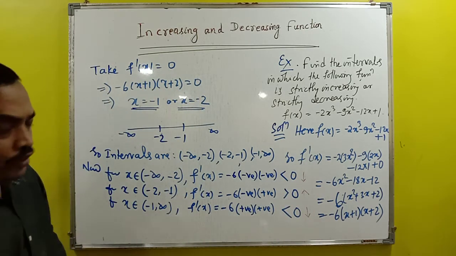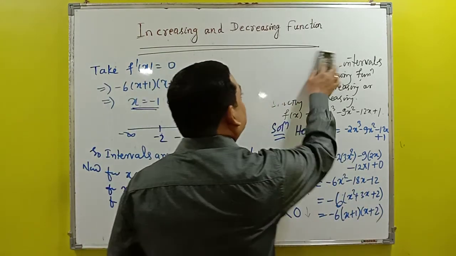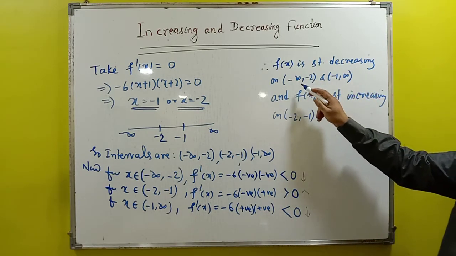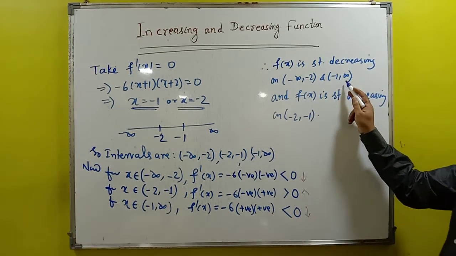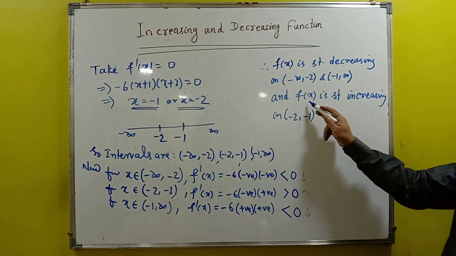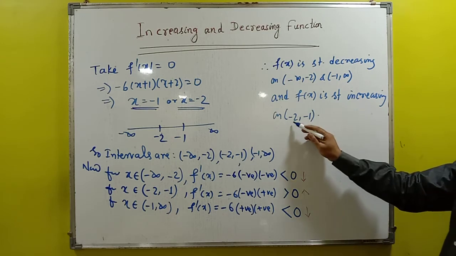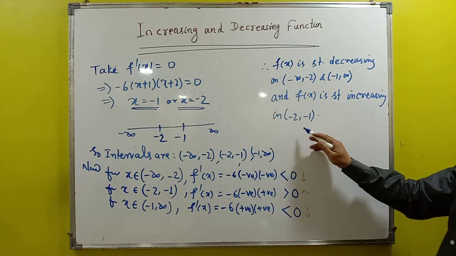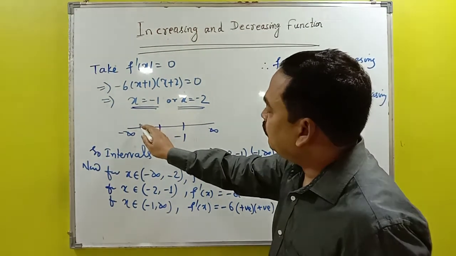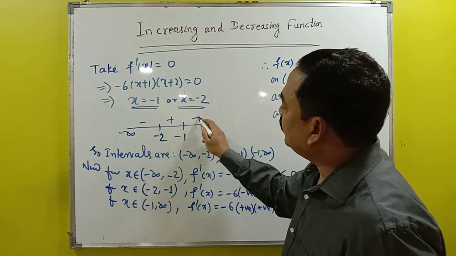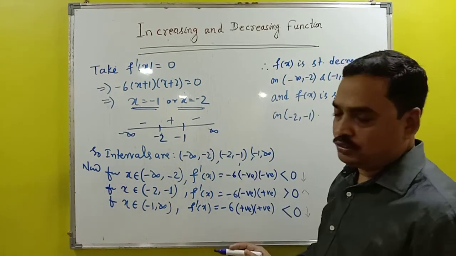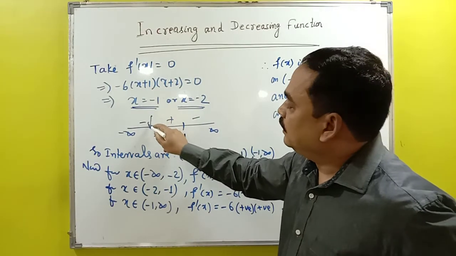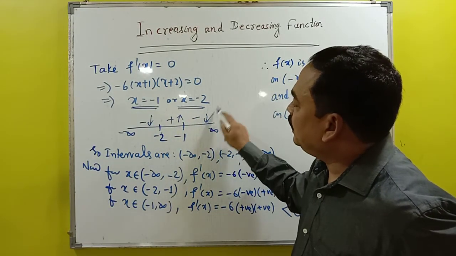Now let us write the conclusion. Here what conclusion have we got? f of x is strictly decreasing on minus infinity to minus 2 and minus 1 to infinity, as it is less than 0, and f of x is strictly increasing in minus 2 to minus 1. In these two intervals it is decreasing and here it is increasing. As for signs, here it is negative, here positive, here negative. In most cases you will get alternating signs. Here it is decreasing, here increasing, here decreasing.